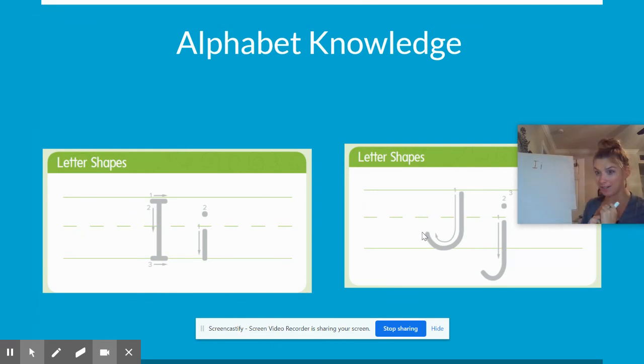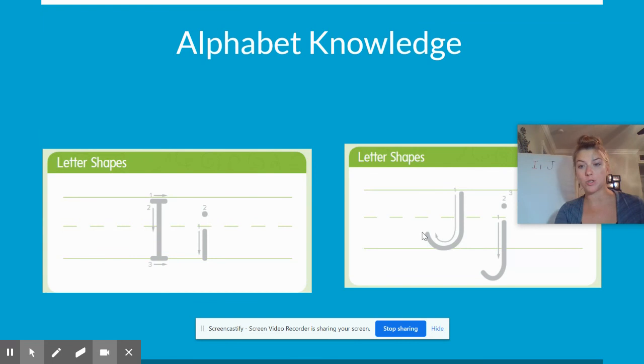Awesome job. Let me write it for you. This is our capital J. You start at the top, bring it down, scoop it up. Awesome job. Some people like to give it a top hat like this, just like our I. You can do that if you want.